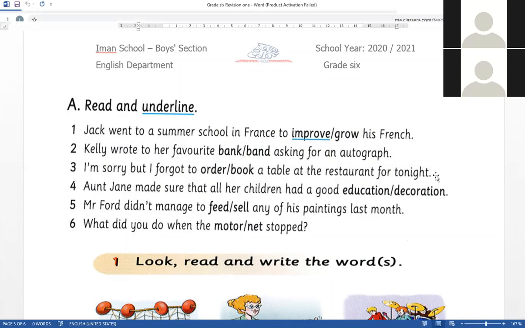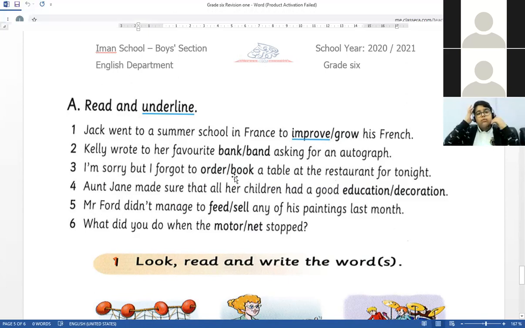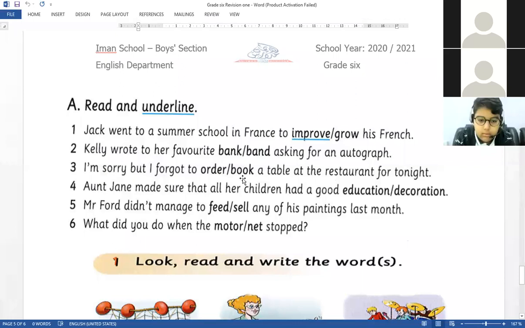Do you see the difference between order and book, Abdulaziz Nuh? Yes. Okay. Order means? Talab. Abdulaziz? Yes, order means talab. Right. It means it comes to your house, right? But book? Wait, teacher, I don't know. When you book a table, when you book a room, when you book a ticket, it means to reserve. Excellent.